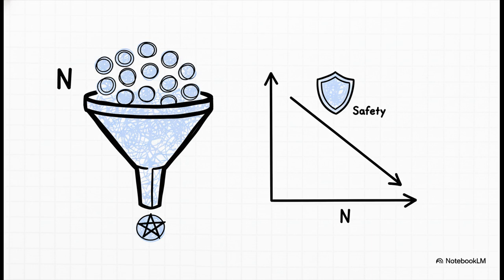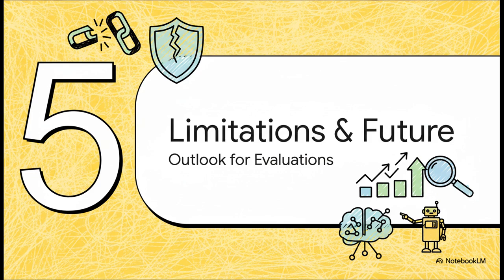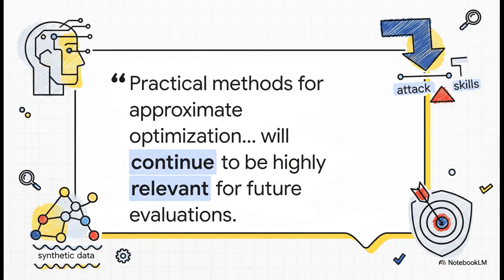What are the stated implications for future control evaluations? The paper states that even as models improve, the complexity of evaluations will also increase. This means that practical, data-efficient methods for optimizing attack policies will continue to be relevant for future AI control evaluations.